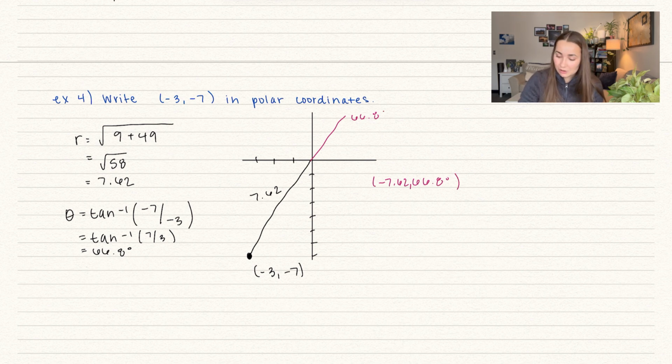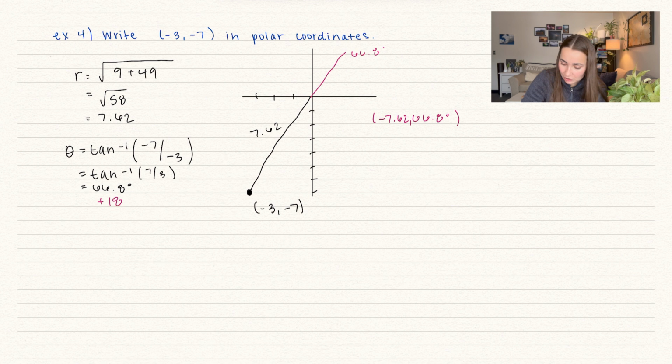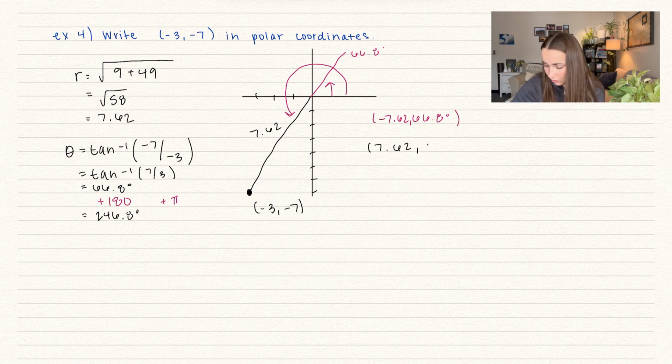Another way you could do it is you can add 180 degrees, right? I'm not going to just stop at 66.8. I want to go all the way around. So that means I have to add 180. When we do that, we end up with 246.8 degrees, or whatever that is in radians. If you're working in radians, you would just add pi, so 3.14-ish. So another point that we could give is our positive radius, 7.62, and then the angle that we're actually living at, 246.8 degrees.